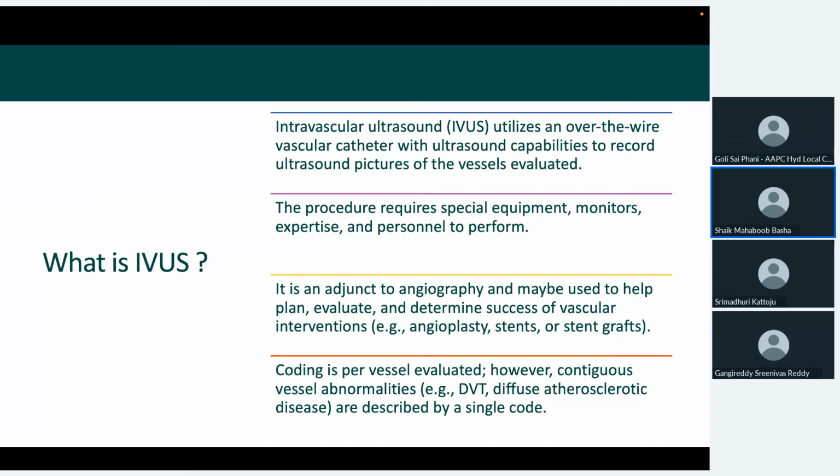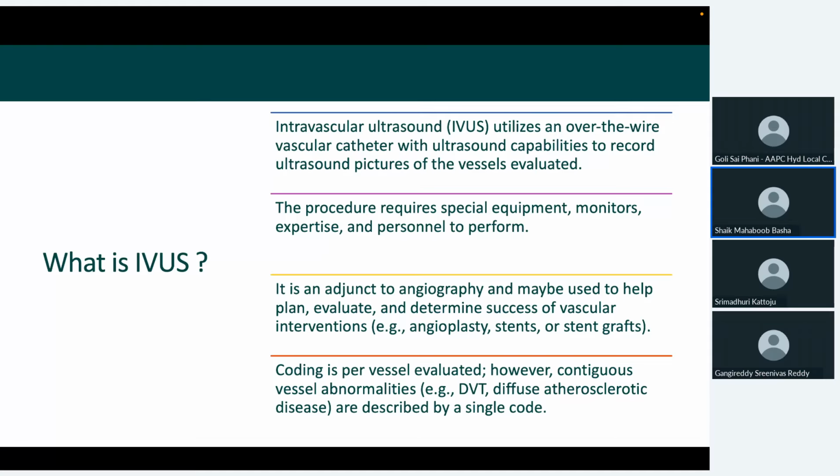It is an adjunct to angiography and may be used to help plan, evaluate and determine the success of vascular interventions. You may have a doubt: the physician has already performed angiography to get the images, then what is the use of IVUS? What is the clinical indication behind that? That I will tell. It may give additional information to the provider about the vascular disease inside the blood vessel. So coding is per blood vessel evaluated.